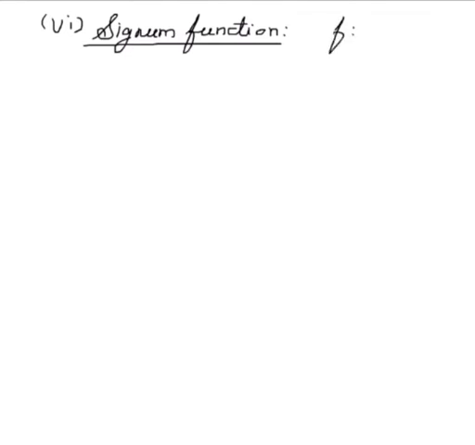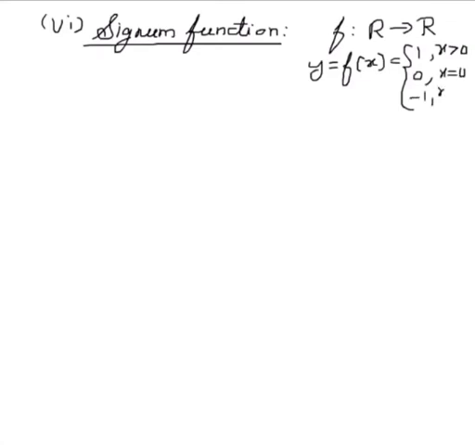Signum function, let f be defined from R to R. Y is equal to f of x is equal to, it is defined as 1 when x is greater than 0, and it takes the value 0 when x is equal to 0, and it takes the value minus 1 when x is less than 0. This is one definition of Signum function. Or you may define Signum function as absolute value of x by x when x is not equal to 0, and it takes the value 0 when x is equal to 0.